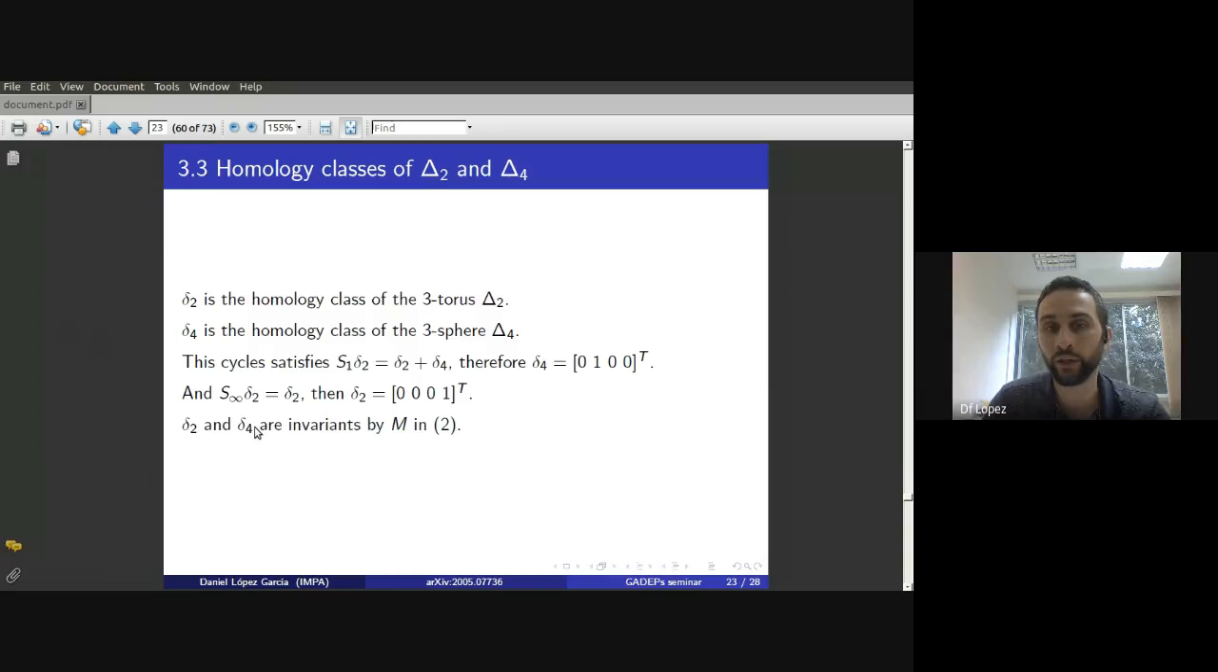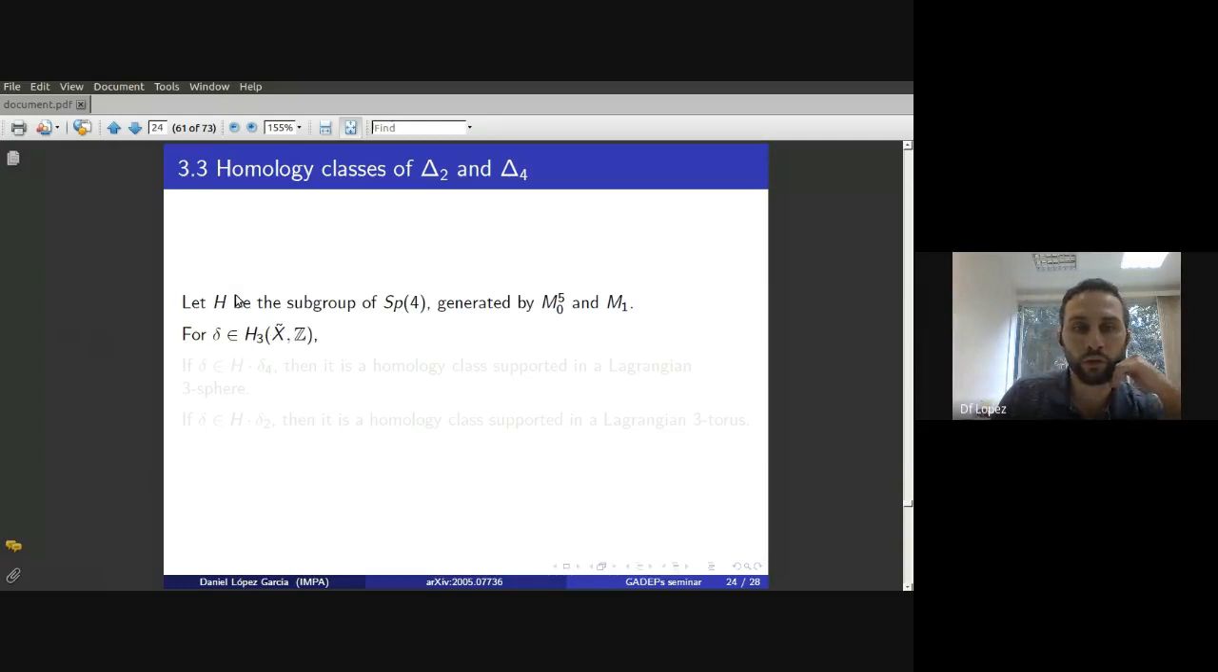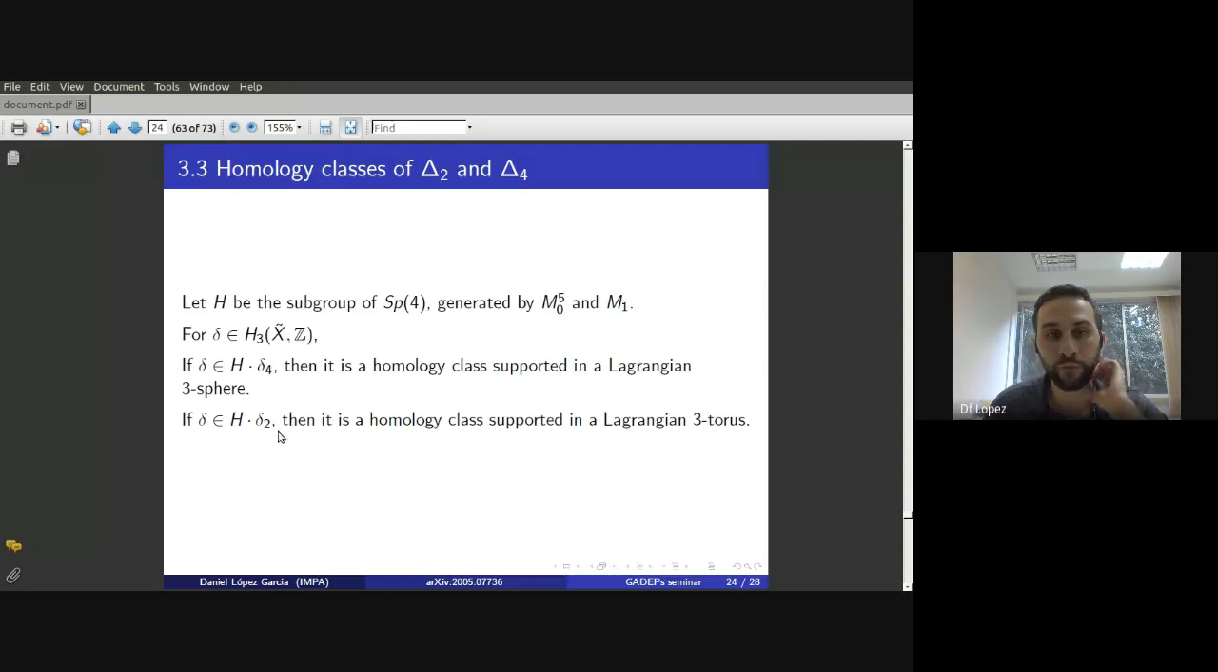So let me continue. Let H be the subgroup of the symplectic matrices of rank generated by N0 to F5 and N1, the free group generated by these two matrices. And consider a three-homology class. In conclusion, if this homology class is in the orbit of delta 4, then it is supported in a Lagrangian 3-sphere. And if this homology class is in the orbit of delta 2, then it is a homology class supported in a Lagrangian 3-torus.